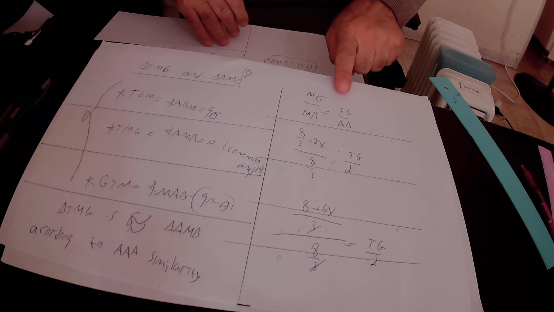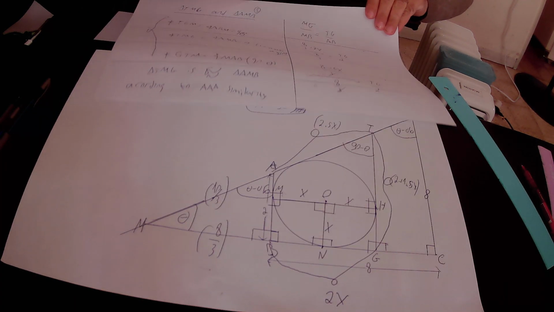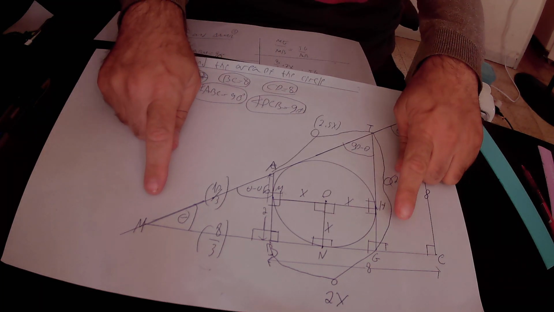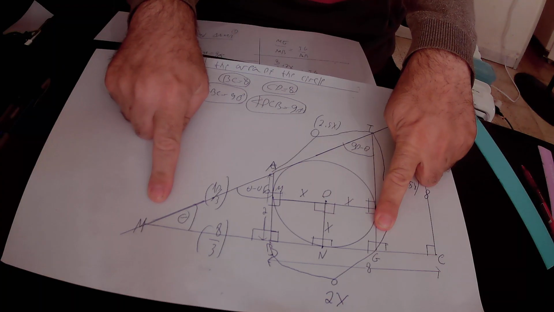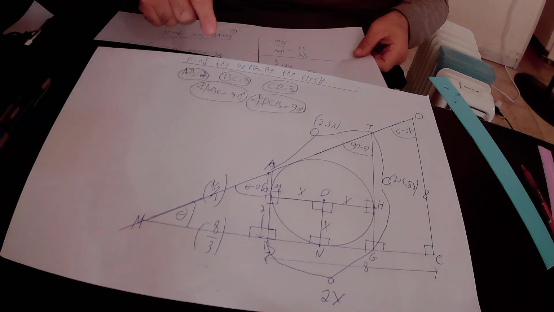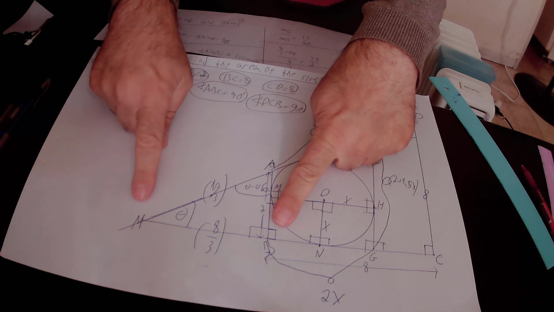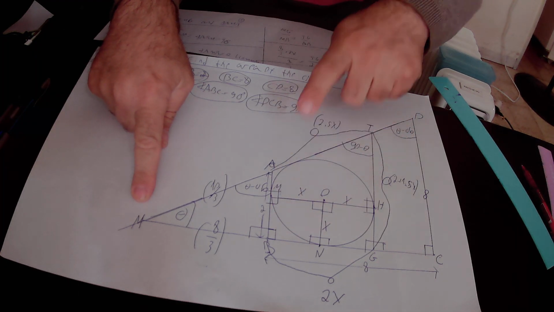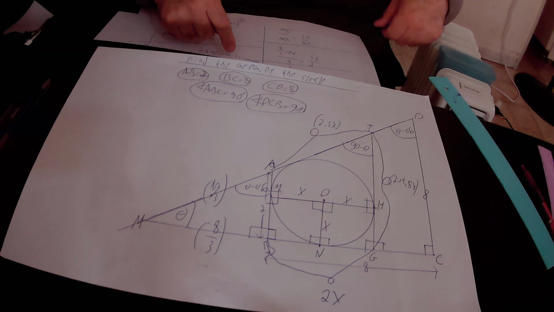MG over MB equals TG over AB. We already found that MG equals 8 over 3 plus 2x; it is very easy to see. So we substitute MG by 8 over 3 plus 2x, and MB equals 8 over 3. TG is unknown, and AB is 2.